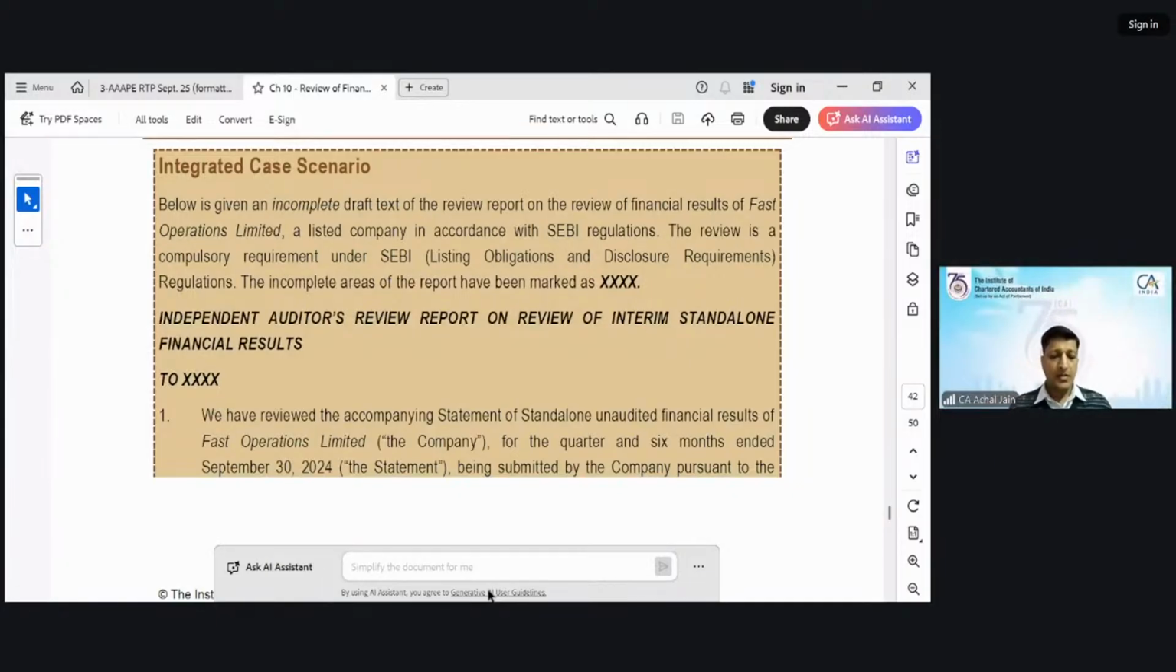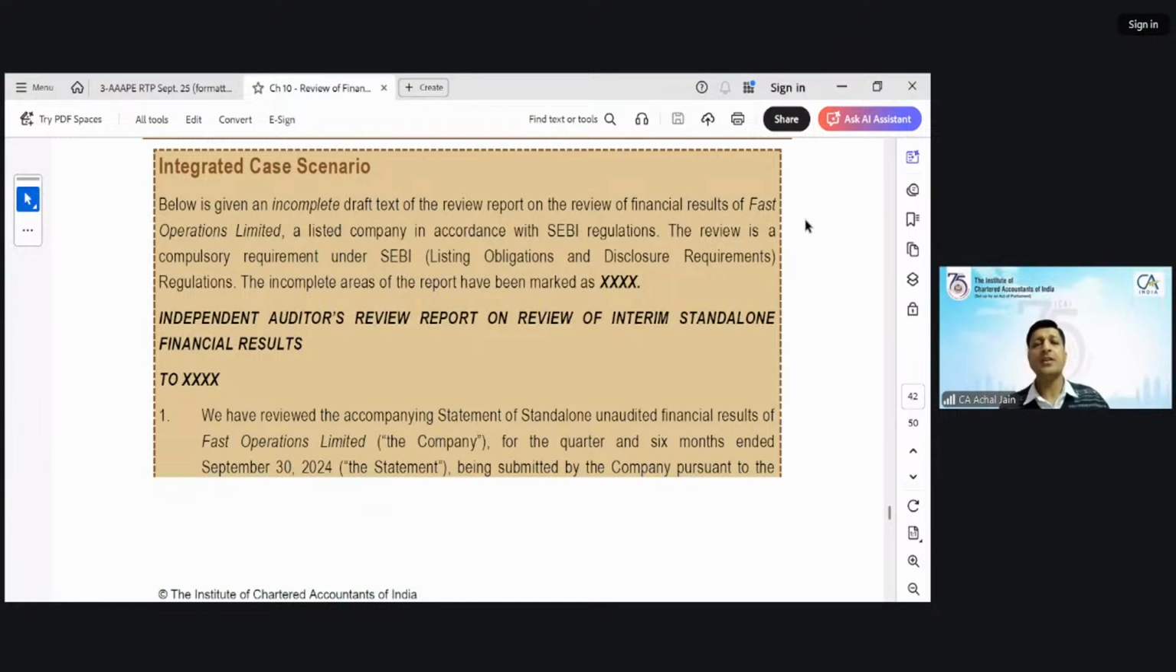All right, so let's look at this. Below is given incomplete draft text of the review report on the review of financial results. Draft text of the review report is given. Basically, it's a review of financial results of Fast Operations Limited, but the draft text is incomplete, so that's specified.